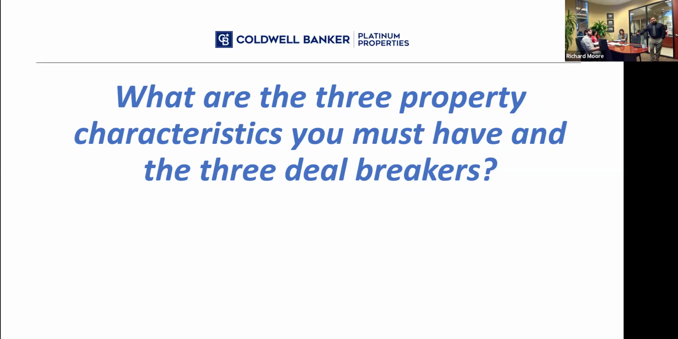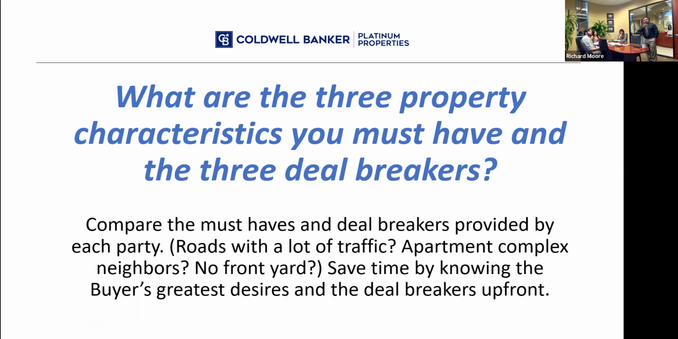Let's see, what are the three property characteristics that you must have and three that are deal breakers? Right, this also comes back to, I don't want a small kitchen, that's a deal breaker. So the characteristics that they do want is they want a big kitchen, so the same three things that are deal breakers could be the things that they're looking for also, right, the opposite. Even things like they don't want to be backing to a major street because of the traffic noise. Or they don't want to be by an airport because of the airplane noise, whatever the deal may be.